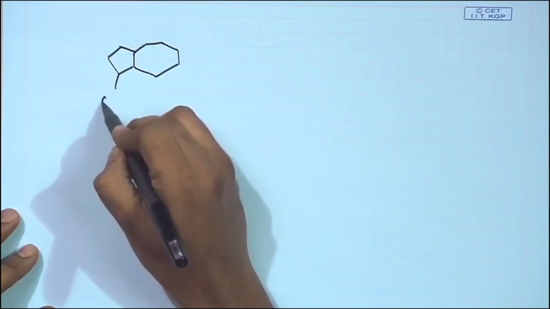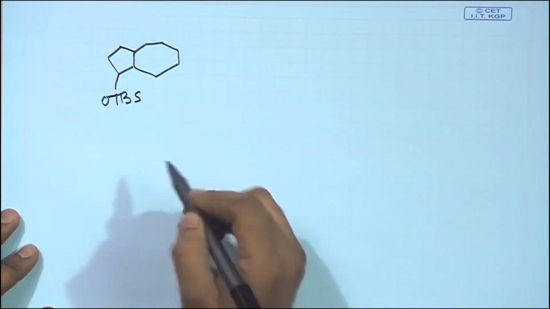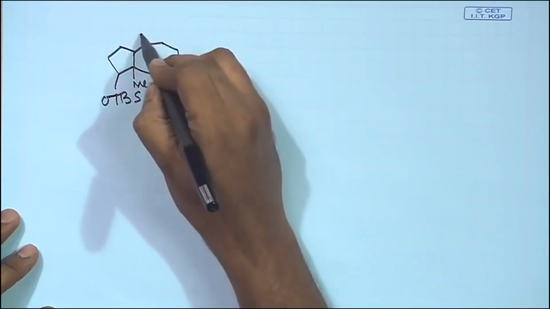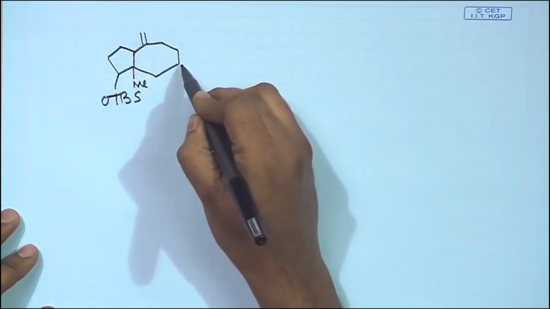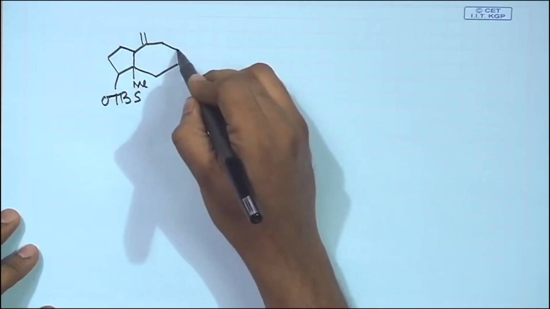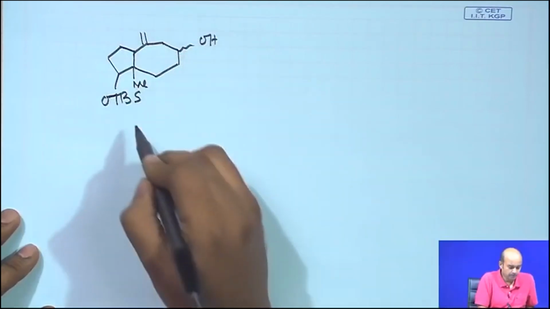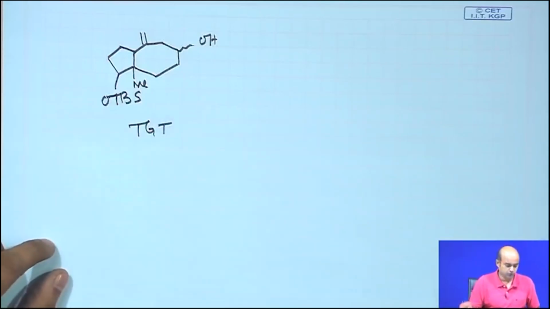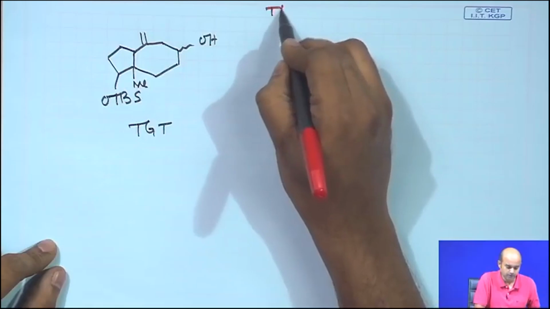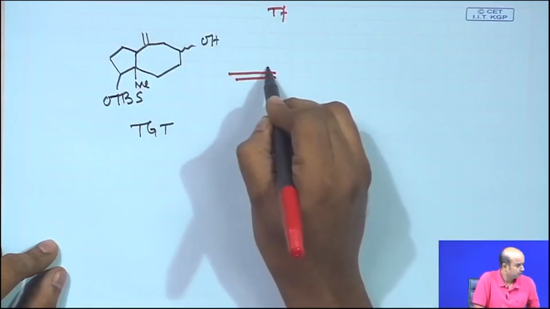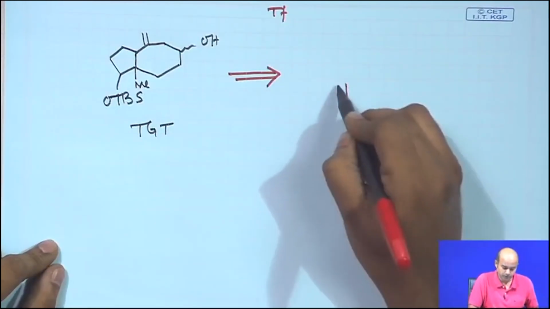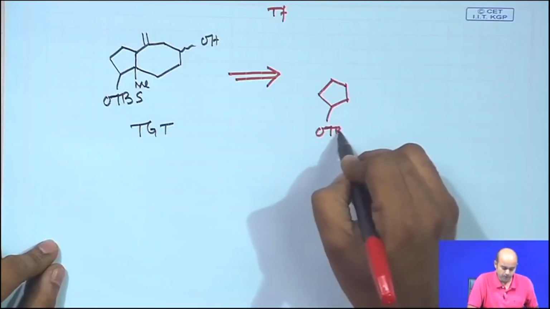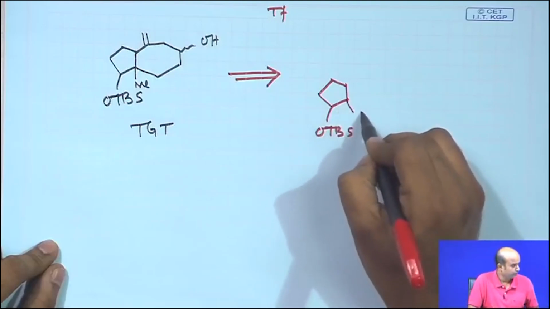This particular compound was given as a target molecule, and if you see the structural features, it is basically a 5-member ring and a 7-member ring fused together. Now, as I said, it will be a purely transformation based approach. Let us first do the retro.